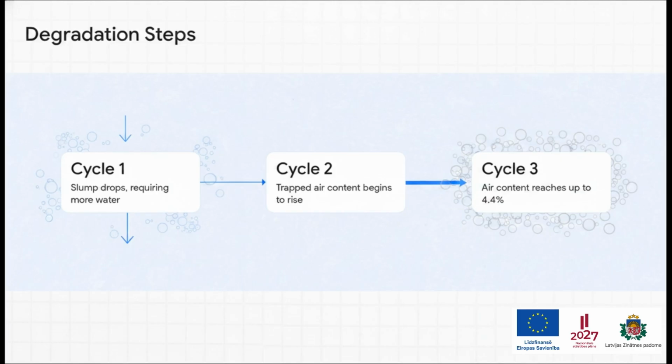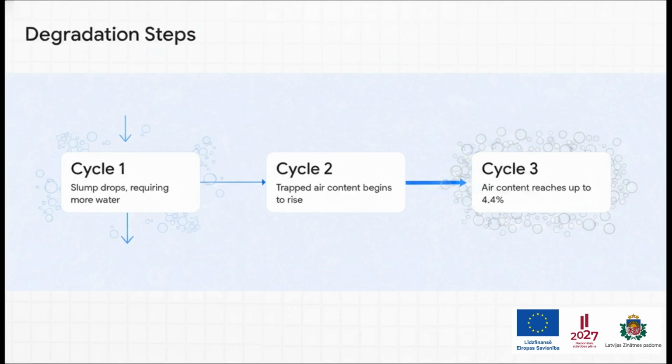Let's walk through the chronological degradation here. In cycle 1, because the aggregate acts like a sponge, it immediately drinks up your mixing water. This causes the concrete slump, which is basically its flow and workability, to drop significantly. You literally have to add more water just to mix it.